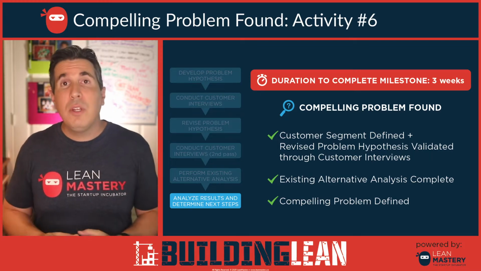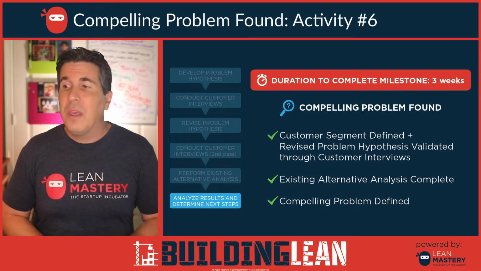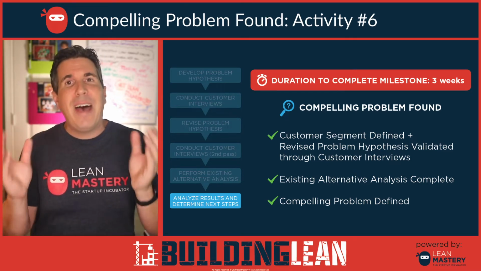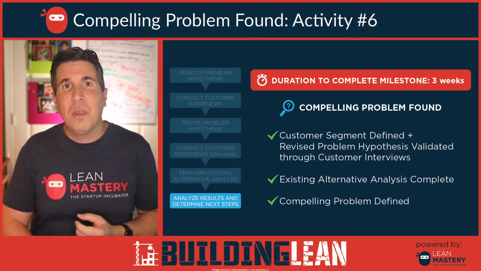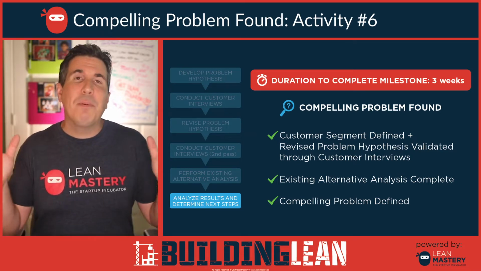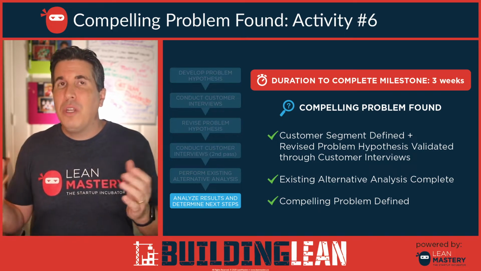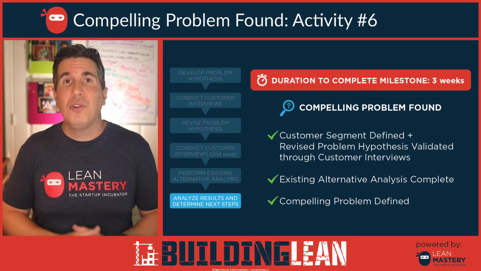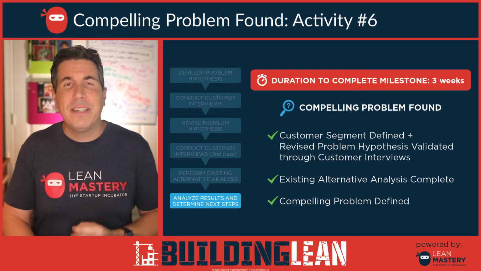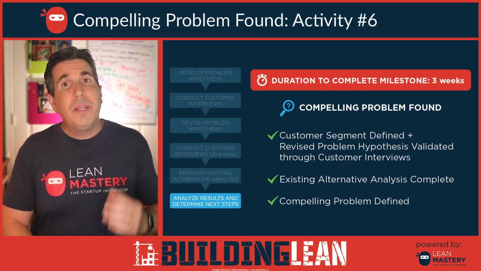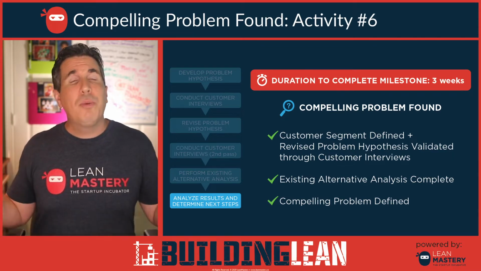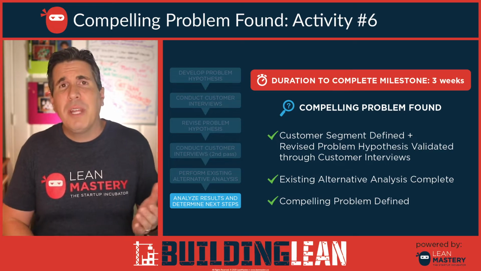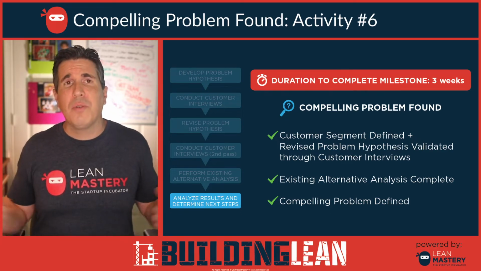So to start this activity, you're going to answer the following questions. Do you have a revised problem hypothesis and defined customer segment that has been validated through customer interviews? Do you have a solution hypothesis that is 80% better than existing alternatives when you do the relative value analysis? Is it feasible for you to build your solution based on your budget and access to technical resources? If you answered yes to each of these three questions, then you'll proceed to the next milestone of the channel discovered. So what happens if you're unable to answer yes to one or more of these questions?